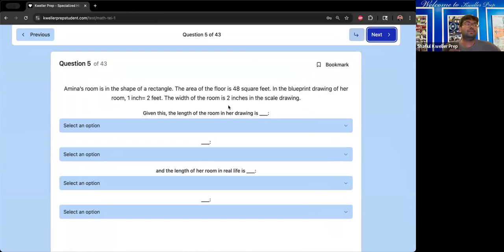Okay. Amina's room is in the shape of a rectangle. The area of the floor is 48. 1 inch is equal to 2 feet. The width of the room is 2 inches in the scale drawing. Given this, the length of the room in her drawing is.